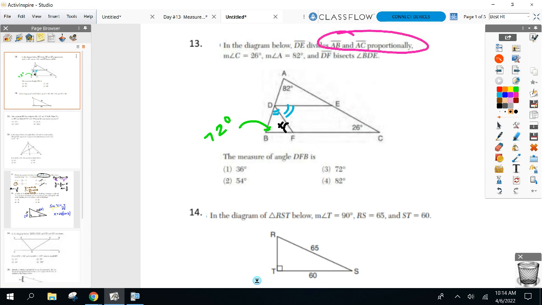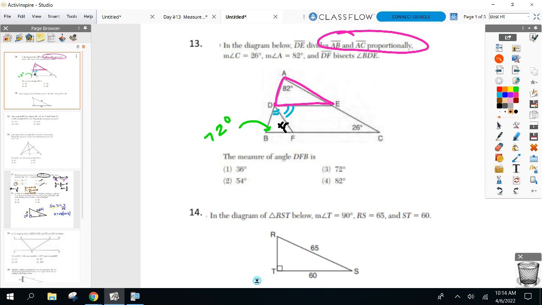Okay. DE divides AB and AC proportionally. I hear proportionally, the sides are in the same ratio. This fact right here tells me that these two triangles, the big one and the small one, are similar to each other. Okay, they're similar. That's what this is telling me because the sides are in the same ratio.